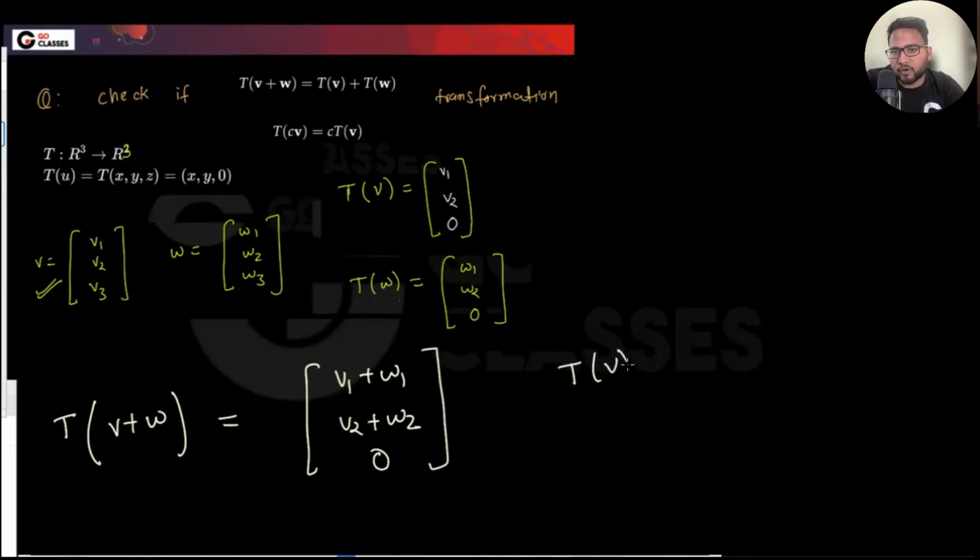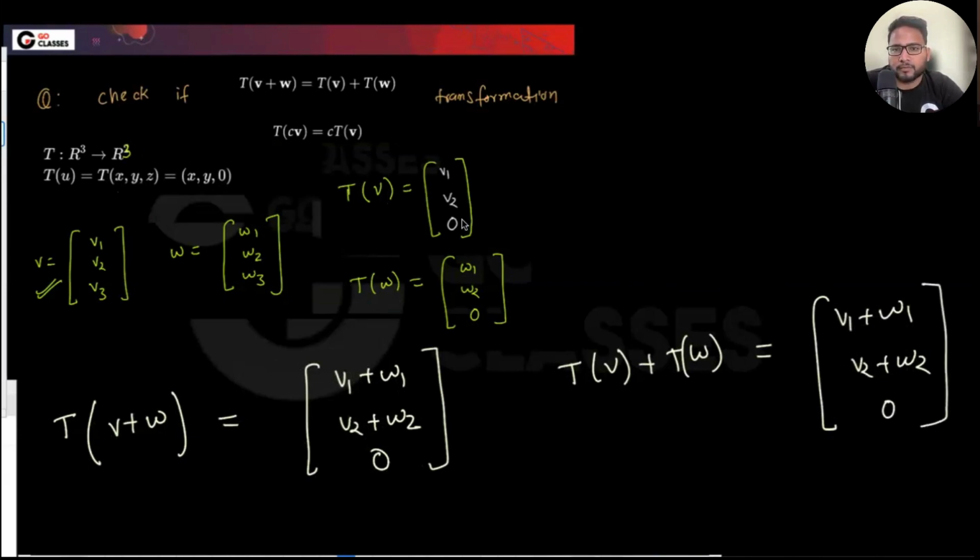So what is the addition of T of V and T of W? Will it be the same or different? Tell me. V1 plus W1, V2 plus W2, and then 0. It will be the same, right? Since this is the same, this property is actually getting satisfied. What about this property? You can easily check that this property is also being satisfied. You multiply here or you first multiply, it doesn't really matter. Ultimately, you have to make the last coordinate 0, right? So it won't really matter.